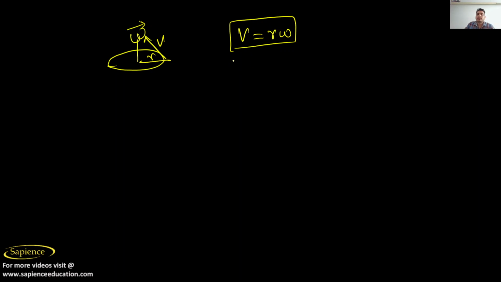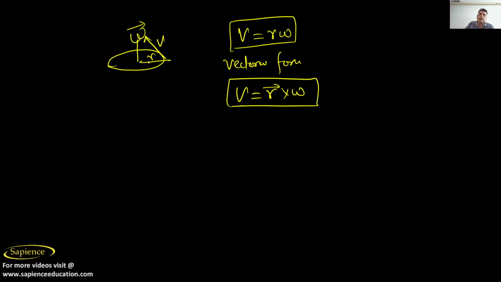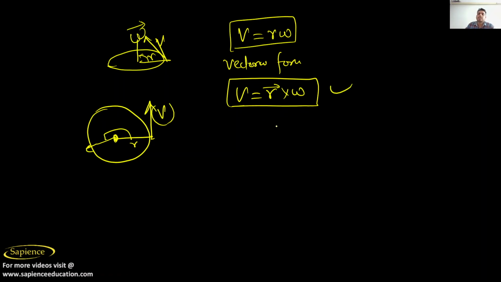If we talk about the cross product or vector form, we can write v is equal to r cross omega. If you do r cross omega, this is your r and this is your omega. Omega is in the upward direction. So when you do the cross product, you will get a velocity in this direction. So in the vector form we can write v is equal to r omega.